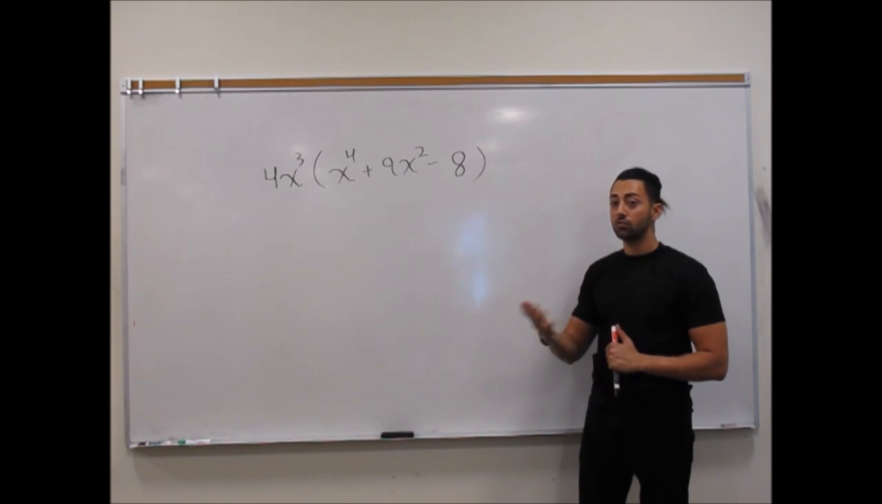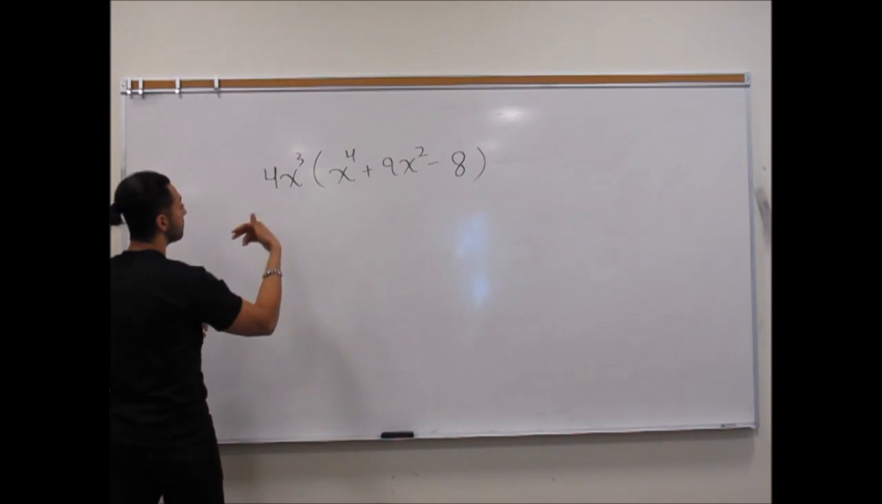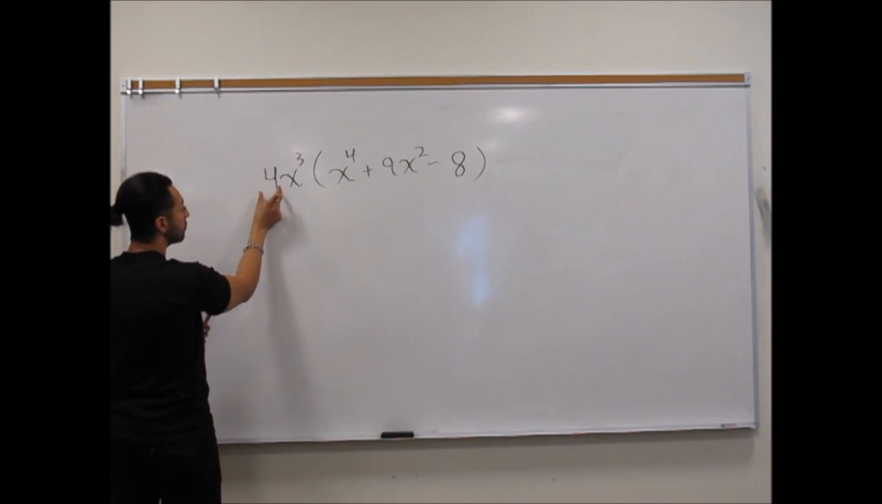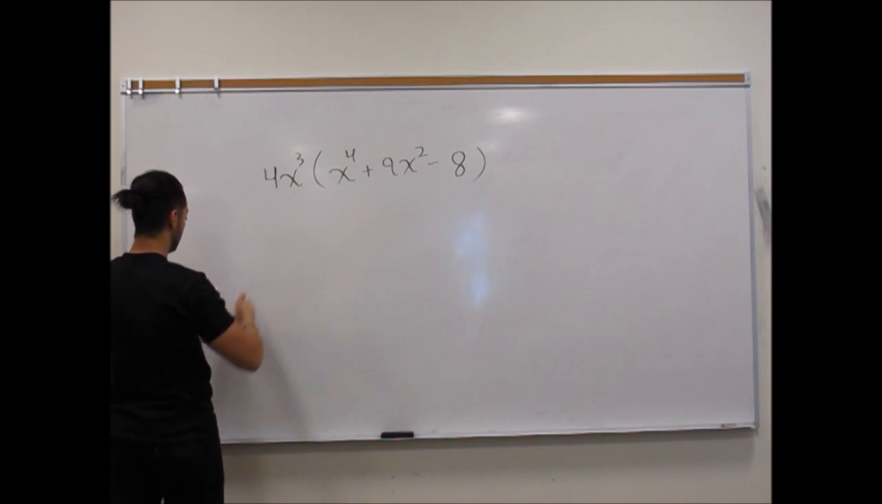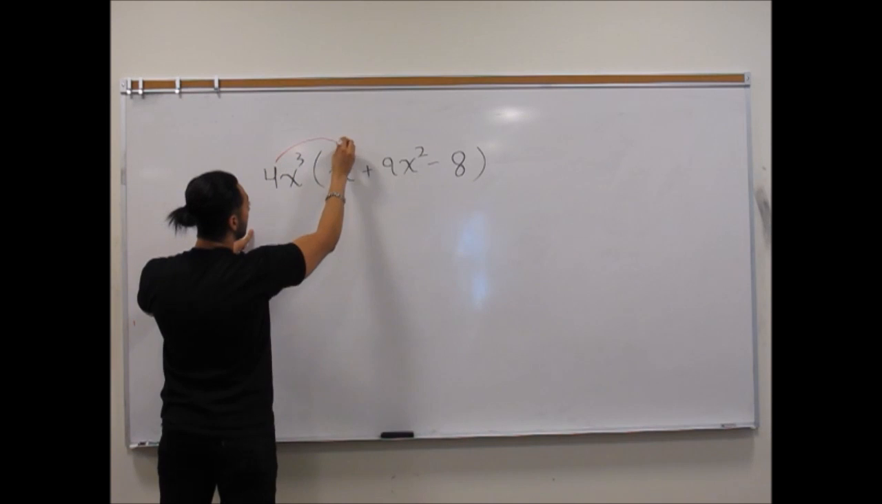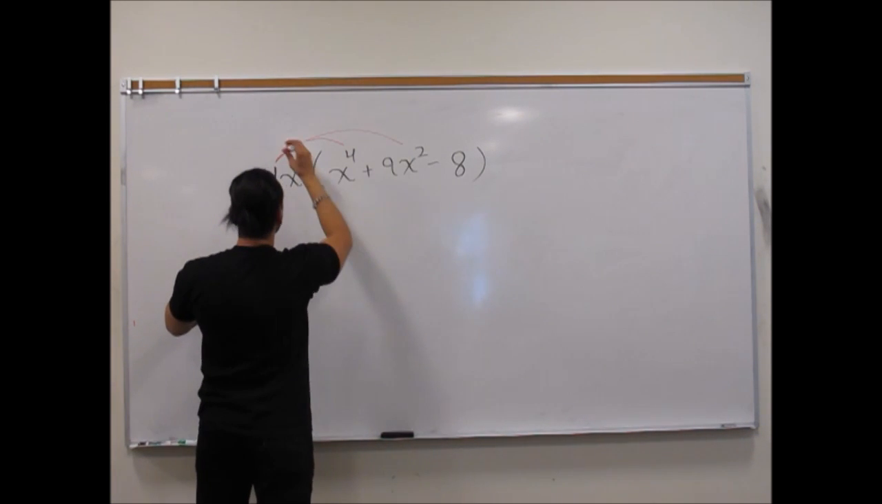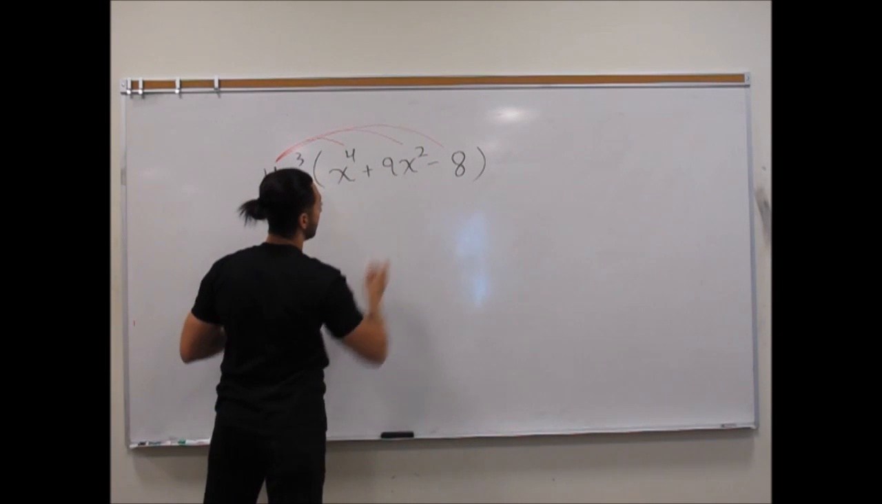Okay, so assuming you gave that a shot, in the previous example that I did, we just had a number or a constant to worry about. Now we have a constant and a variable. So I'm going to take this 4x cubed and distribute it into the x to the 4th power, and then distribute it to the 9x squared, and then finally distribute it into the negative 8.